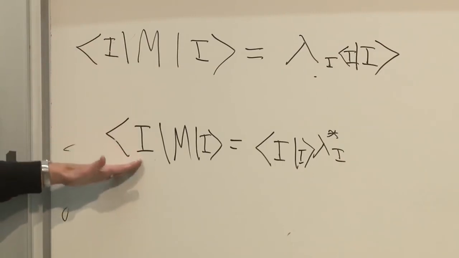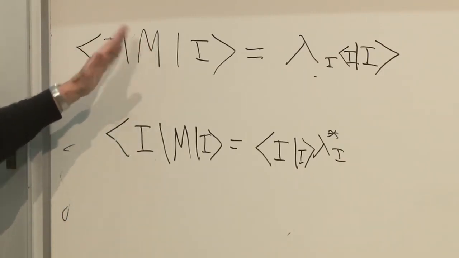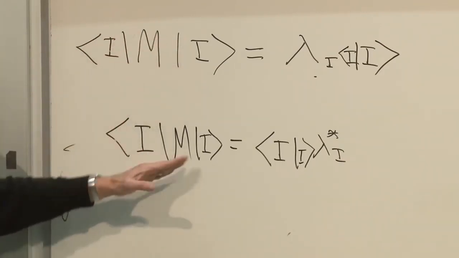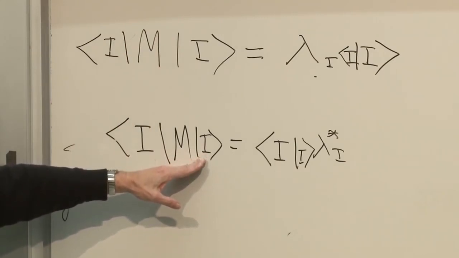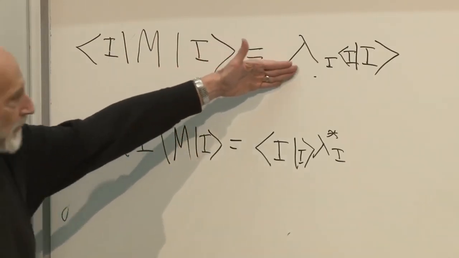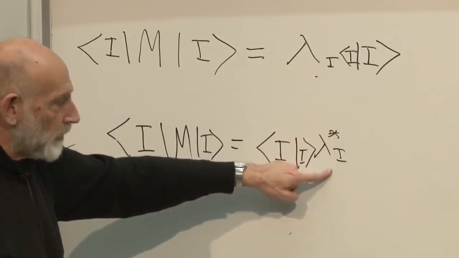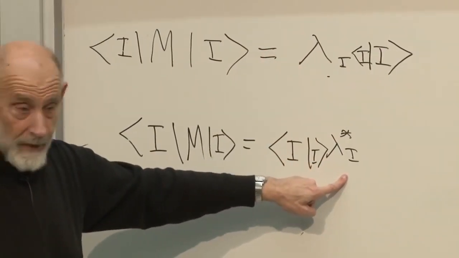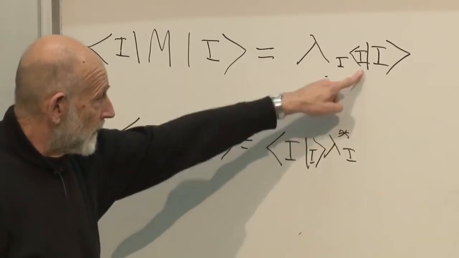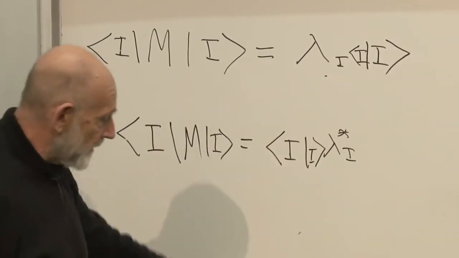This and this are obviously the same. M with I on the left and I on the right is the same as this. But this is not obviously the same, not unless lambda is equal to lambda star. I here is the same as I here.